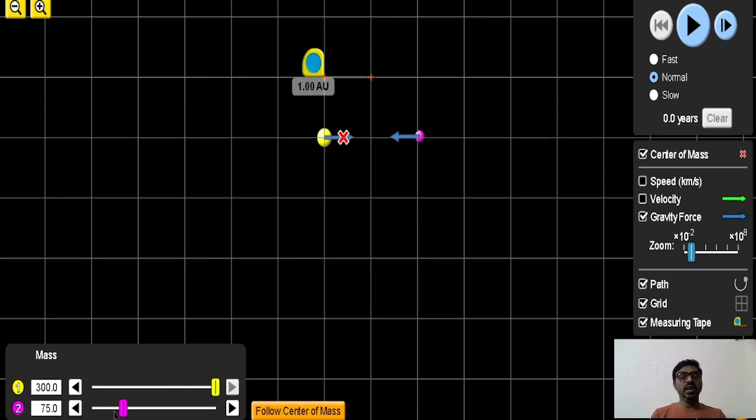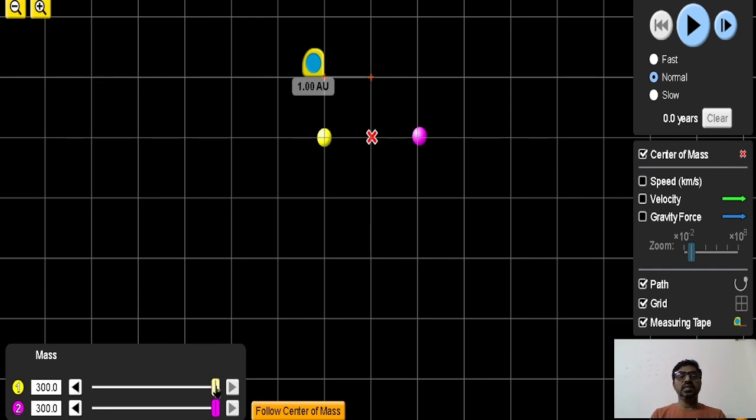Let's say both of them are made 300 units. Now you see that the center of mass would be exactly in the middle. So when you have equal masses, center of mass will be in the middle. I'll remove the gravitational force also just to focus on the idea of center of mass.